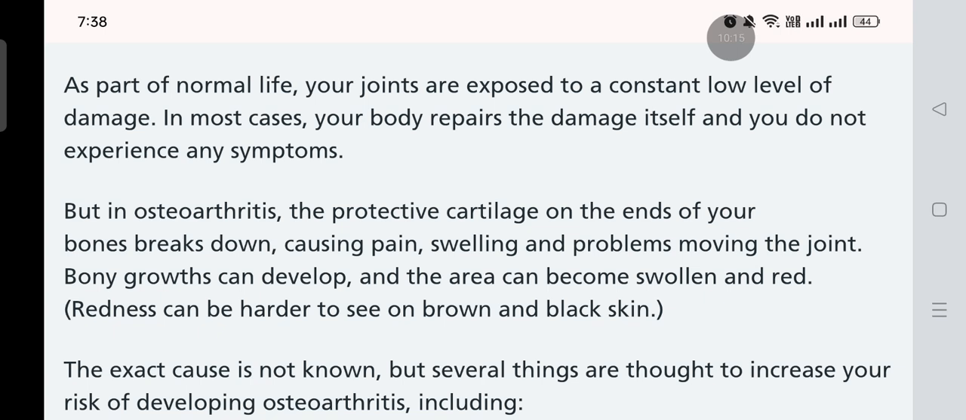Bony growth can develop and the area can become swollen and red. Redness can be harder to see on brown and black skin.